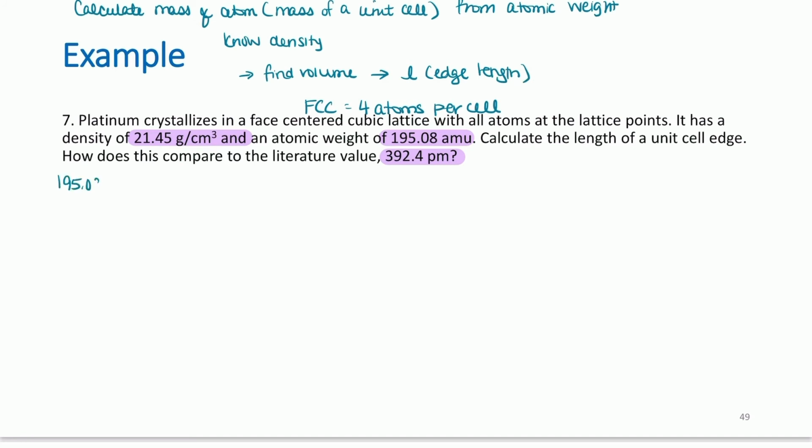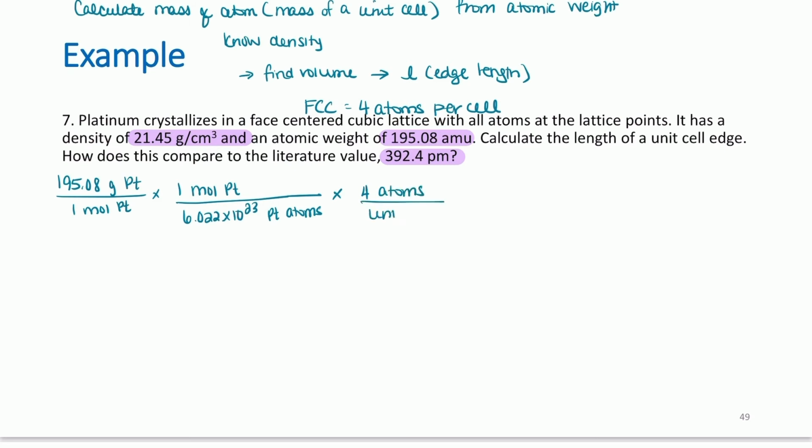So 195.08 grams of platinum to 1 mole of platinum. I know 1 mole of platinum contains 6.022 times 10 to the 23rd platinum atoms. I know it's FCC, so there's 4 atoms per unit cell, which gives me 1.296 times 10 to the minus 21st grams per unit cell.